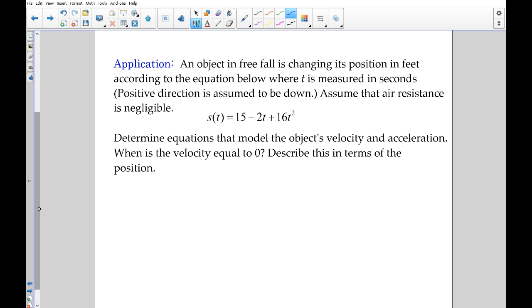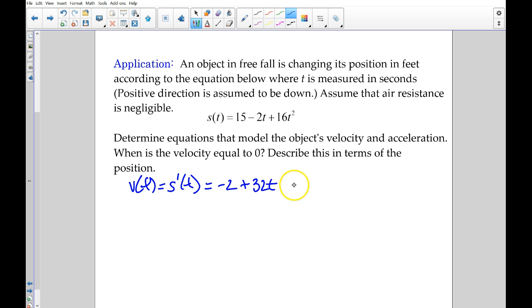And so what we want to do is determine equations that model the object's velocity and acceleration. Okay, and then there are other questions to go along with this. So I know v of t, the velocity, is the derivative of position. So if I take the derivative of this, 15 is a constant that differentiates to 0. The derivative of minus 2t is minus 2. The derivative of 16t squared is plus 32t.